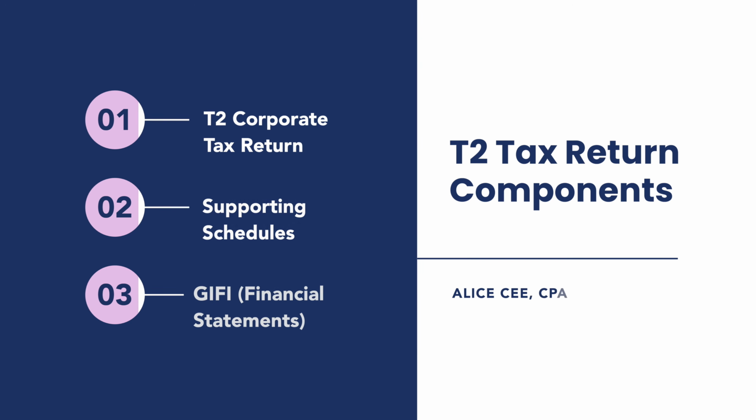Now, there are three key components to the corporate tax return. There's the first 9 pages, which is the actual tax return itself. When I worked in the industry, we used to call this the jacket. Then there's all the supporting schedules. Okay, Schedule 1, Schedule 2, Schedule 3, 4.